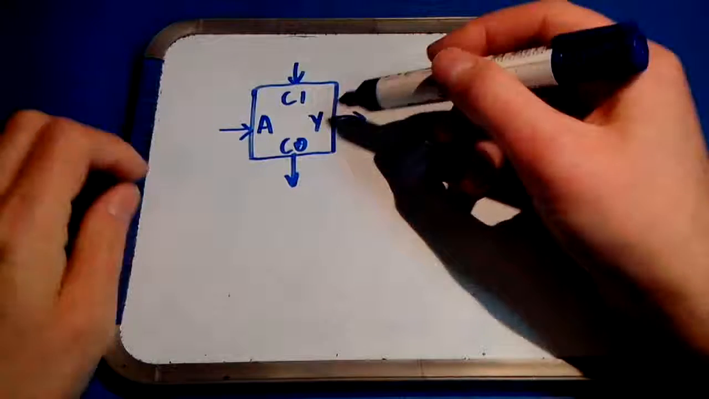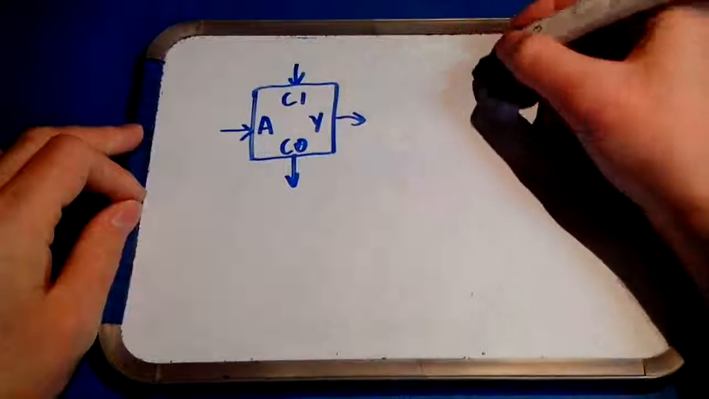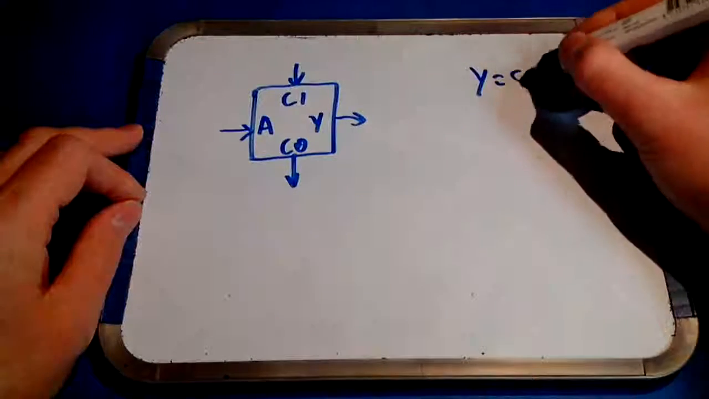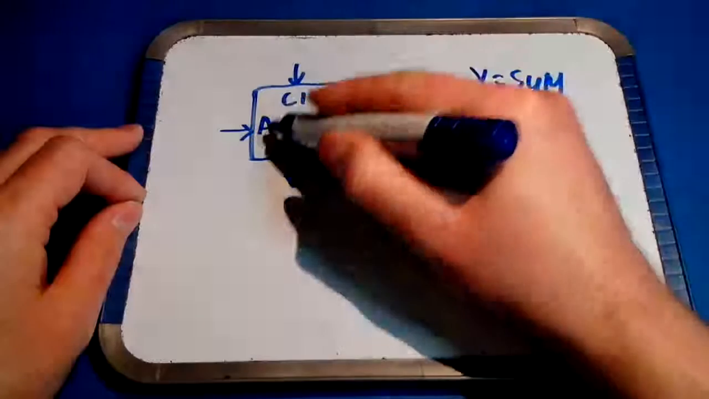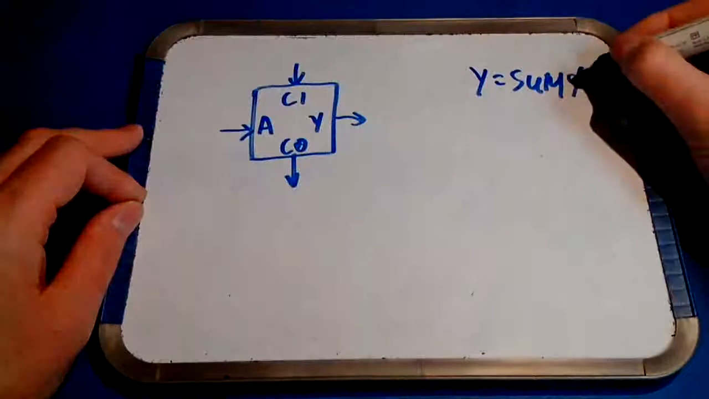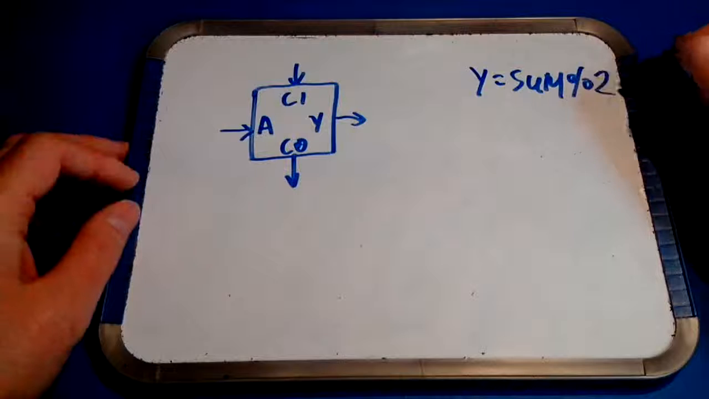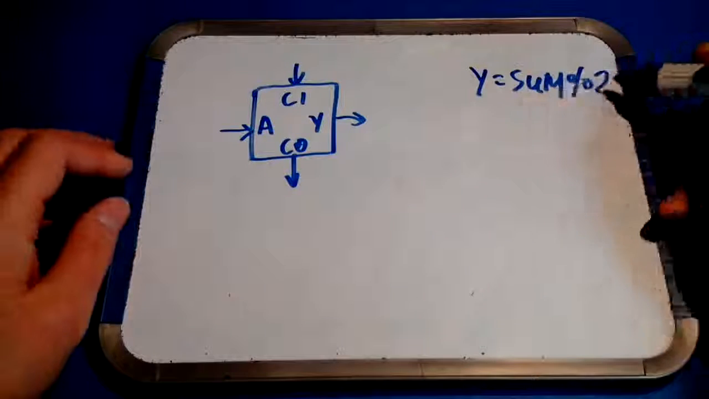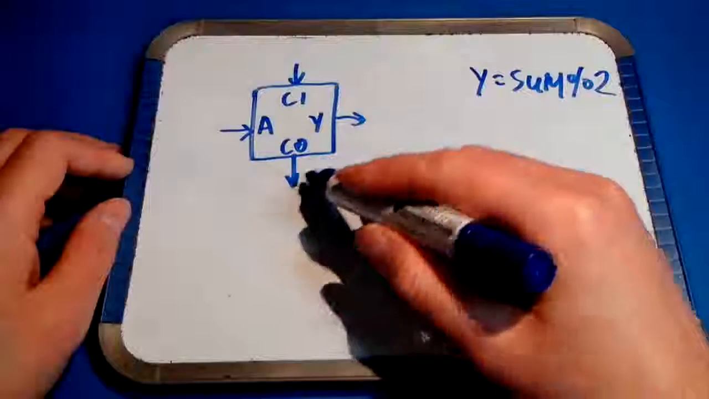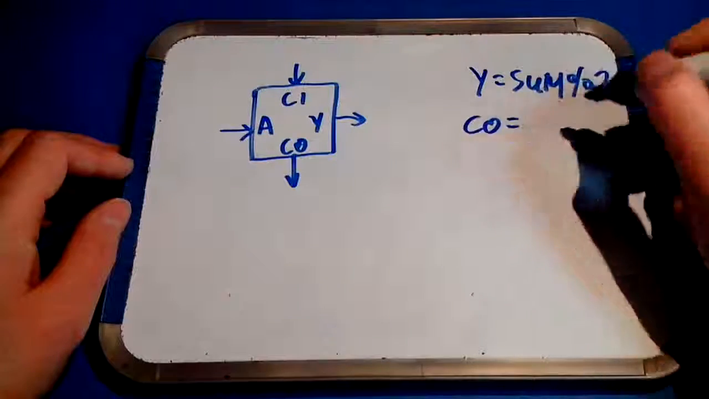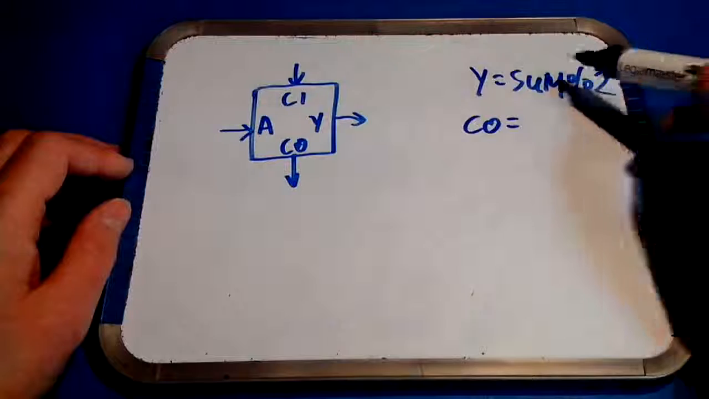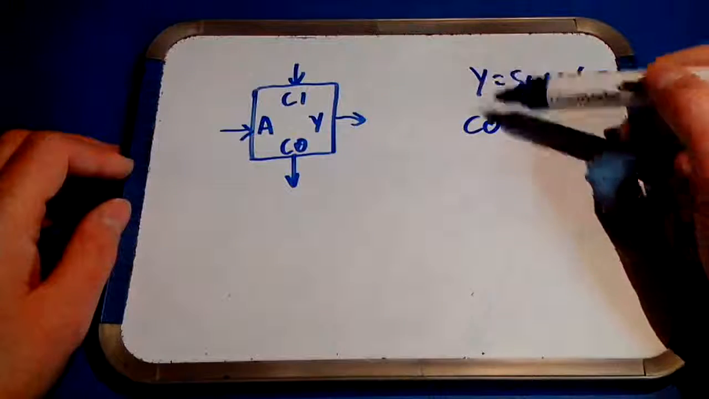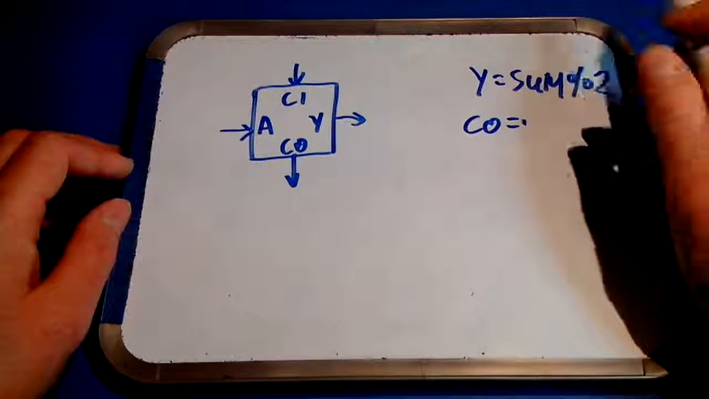So Y is basically the sum of A and carry in modulo 2. Obviously modulo 2 because there's only one bit, so there's not much more that will fit into one bit. Carry out is, well, the carry, so if the sum of A and carry in doesn't fit in Y, carry out will be 1.